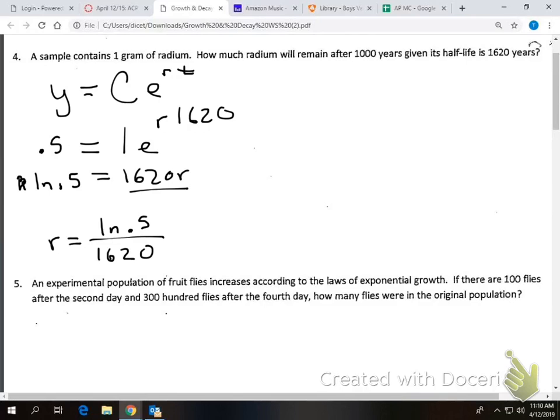Now when you punch that in your calculators, I'm assuming it's a decimal that keeps on going. And you don't ever want to round because we haven't answered the question. How much radium will remain after 1,000 years? So you just want to keep that as your rate. So then when I go to answer the question, how much radium do I have when I take 1 gram at e raised to the rate that I just found?